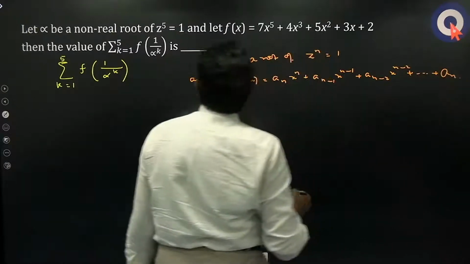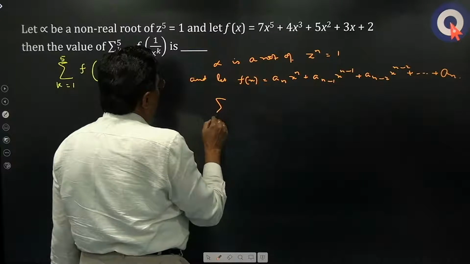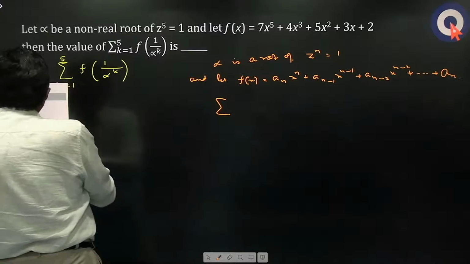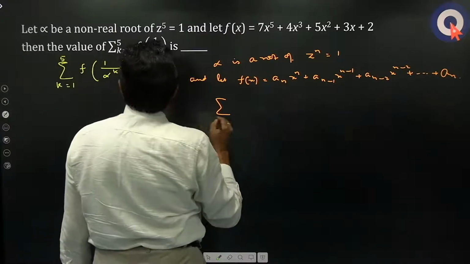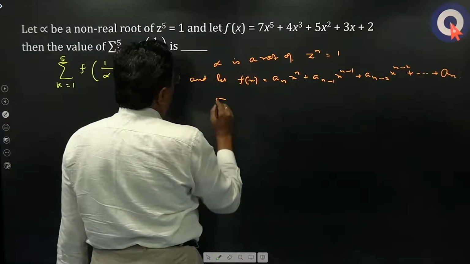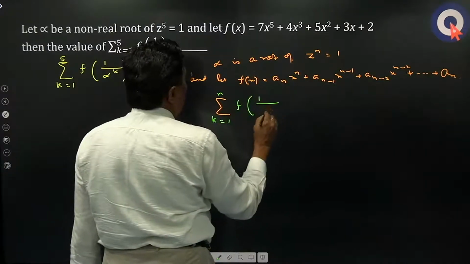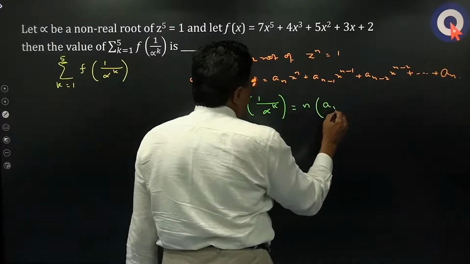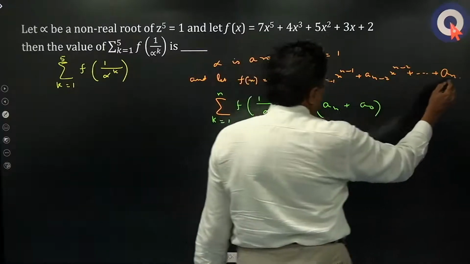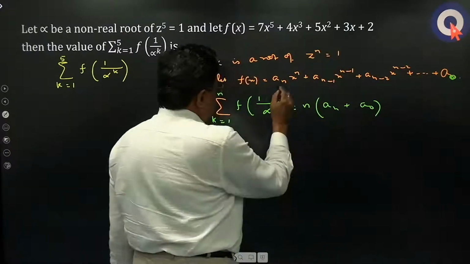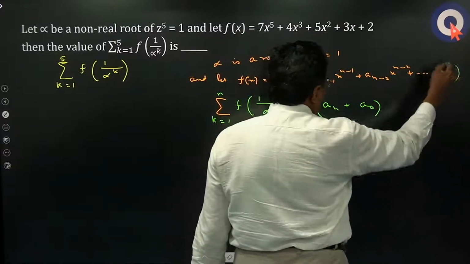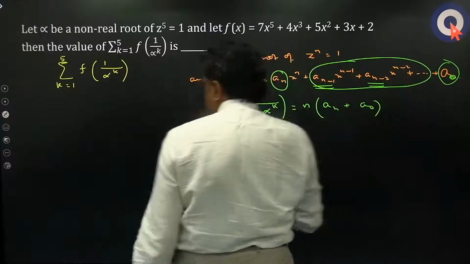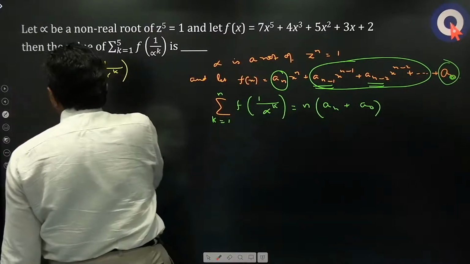All right. Now, if we want the value of sigma k is equal to 1 to n f of 1 by alpha power k, if this is required, it is n into a n plus a naught. So it is simply a n plus a naught. No matter what these coefficients are, it doesn't matter basically. These terms actually don't matter. It is interesting to prove this actually.